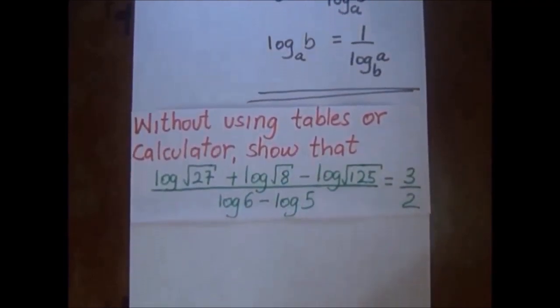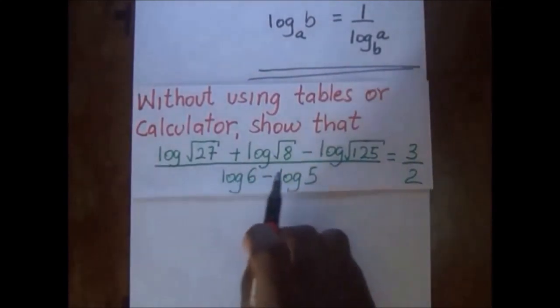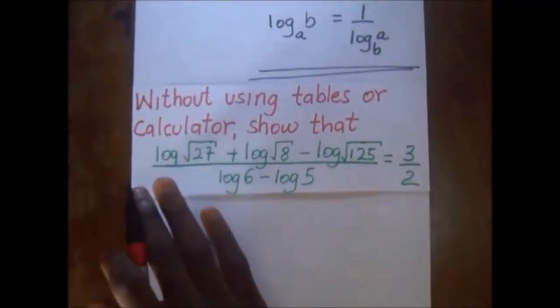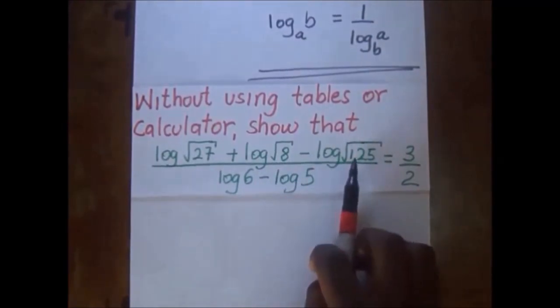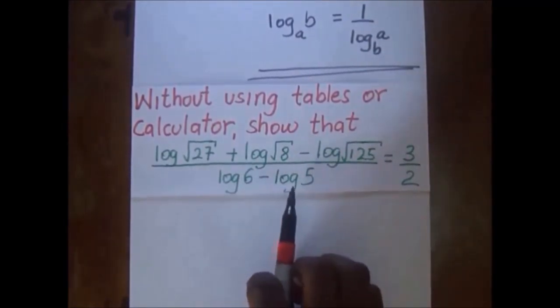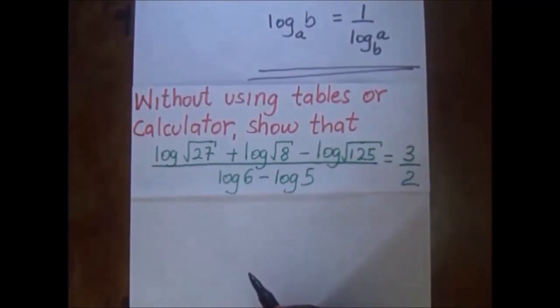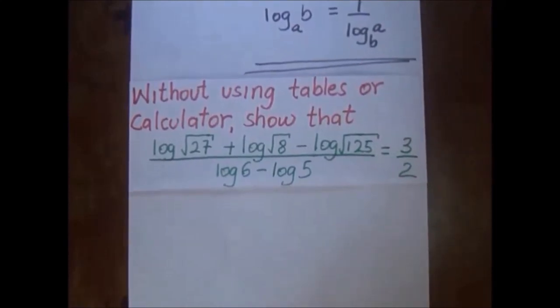Without using tables or a calculator, show that (log of root 27 plus log of root 8 minus log of root 125) over (log of 6 minus log of 5) is equal to 3 over 2. Without using tables, without using a calculator.